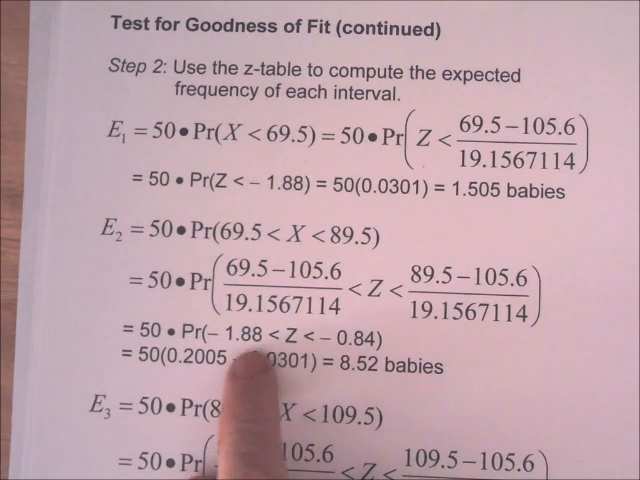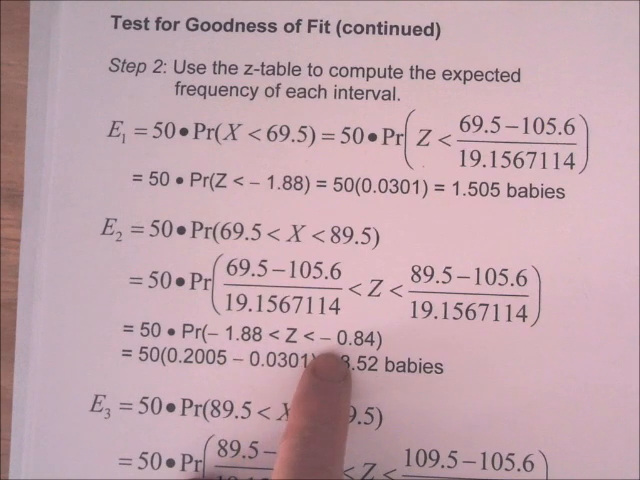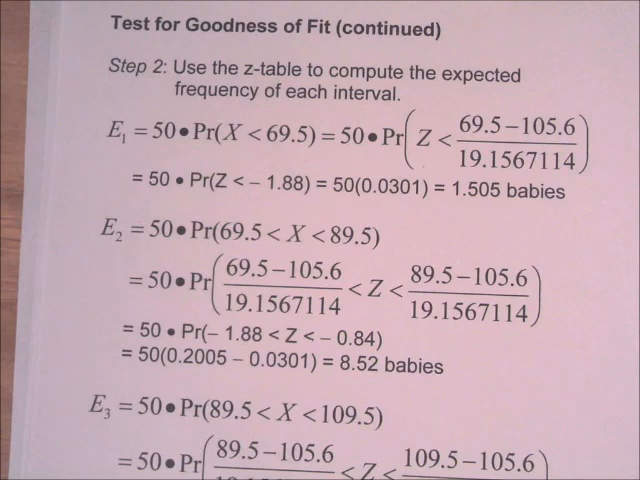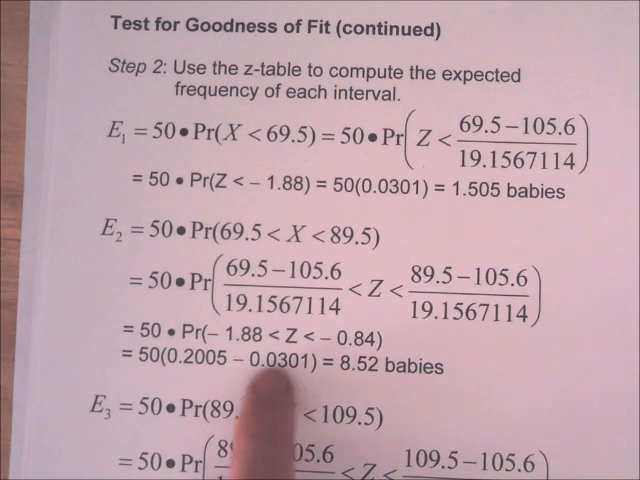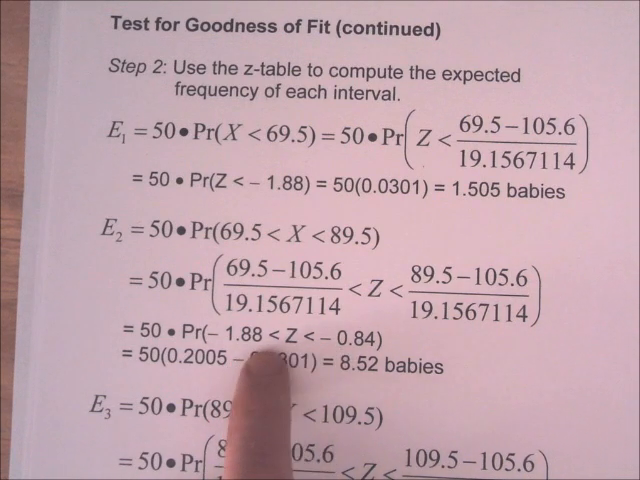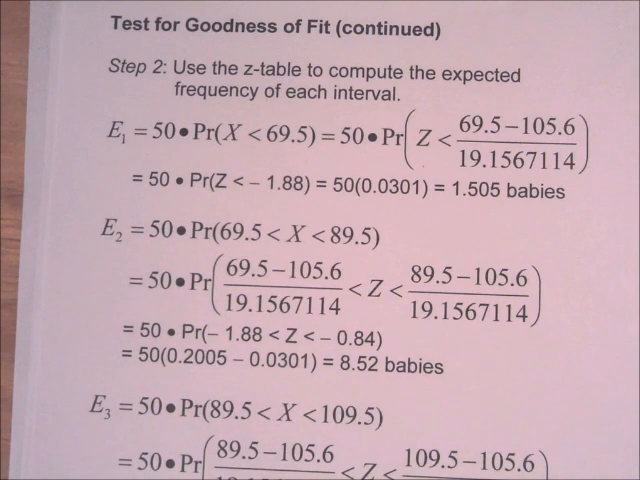And then the expected number of babies between 69.5 and 89.5: the z-scores are between negative 1.88 and negative 0.84, and we look these up in the table. Again, our table doesn't have negative z-scores; some books have a separate page for them. But in any case, we can look up the corresponding positive z-scores in the table and subtract the probabilities to get 8.52 babies.